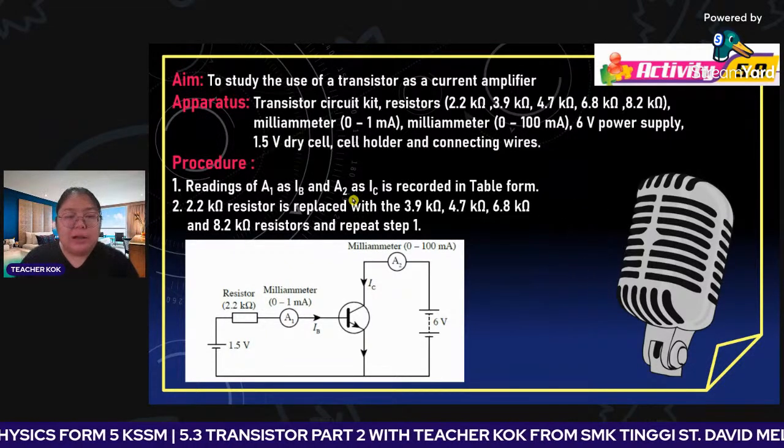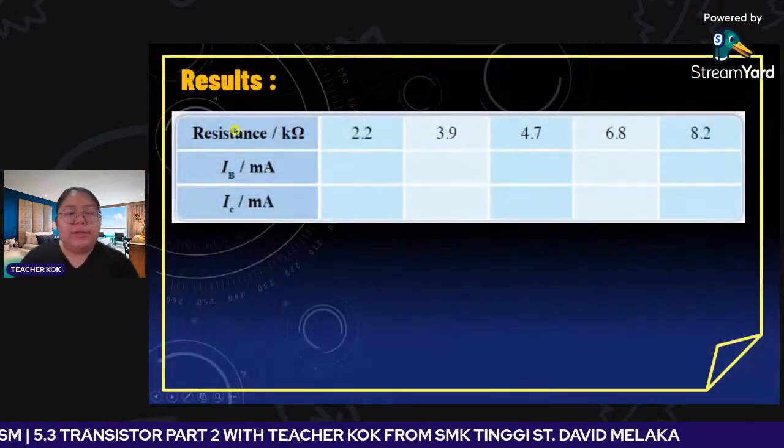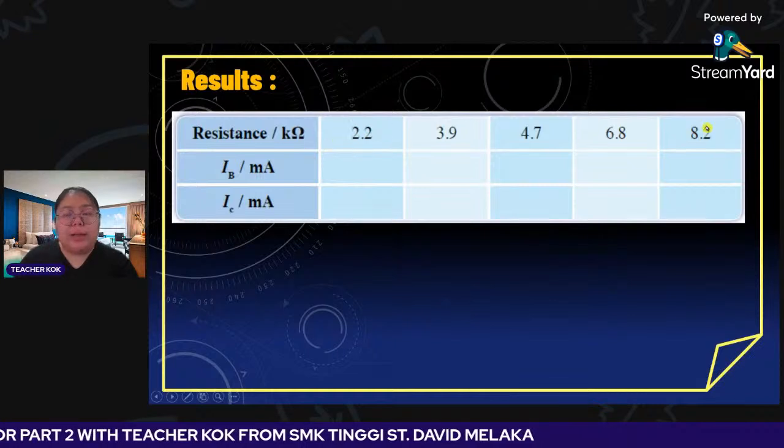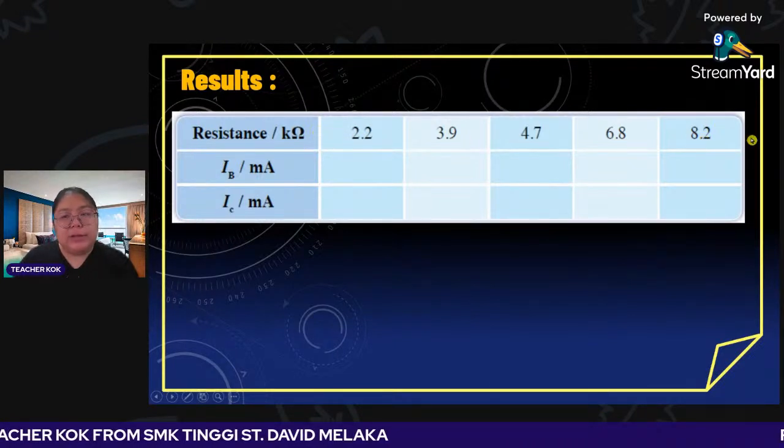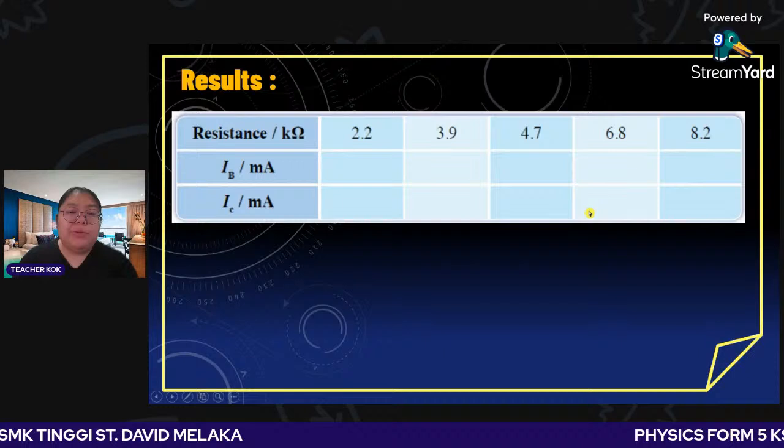So we see the result. The result is like this: we have 2.2 until 8.2. As I keep increasing the resistor, the current drops. Now we see the answer.